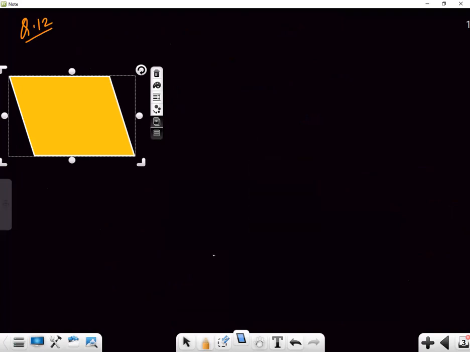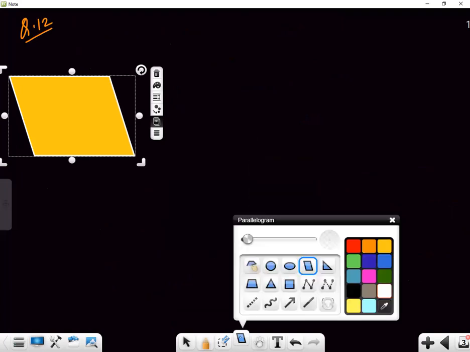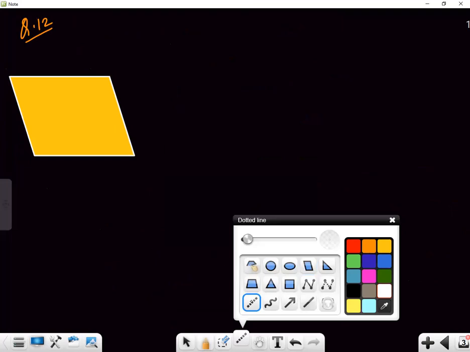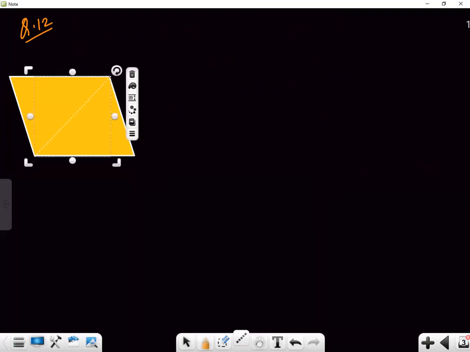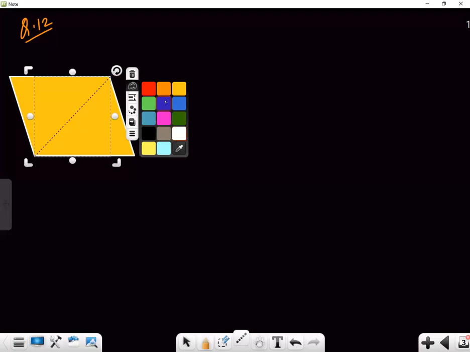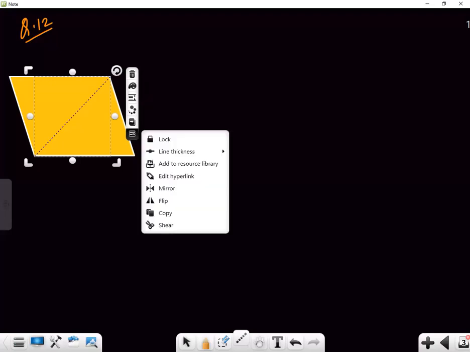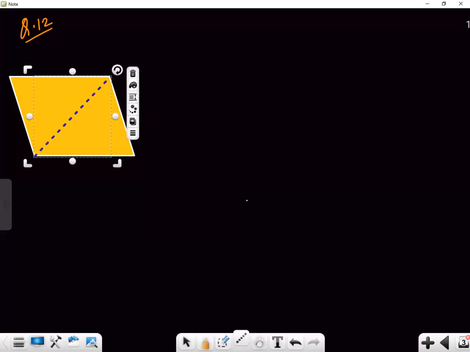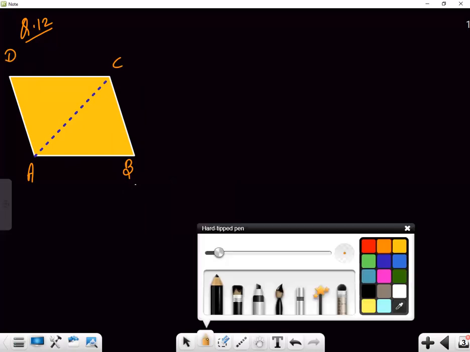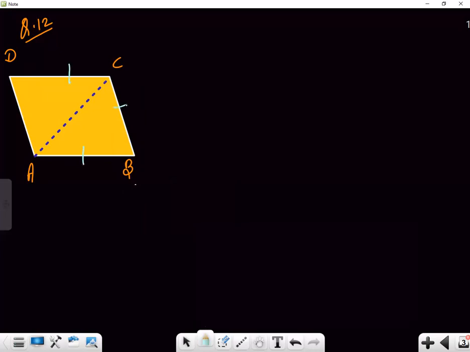Now draw a diagonal. This is the diagonal of the parallelogram, and after that name it A, B, C, and D. As all of you know, opposite sides are equal and parallel in a parallelogram. Yes or no?